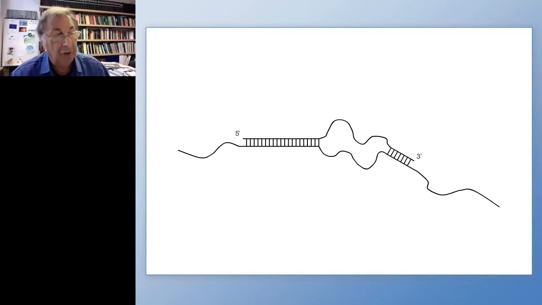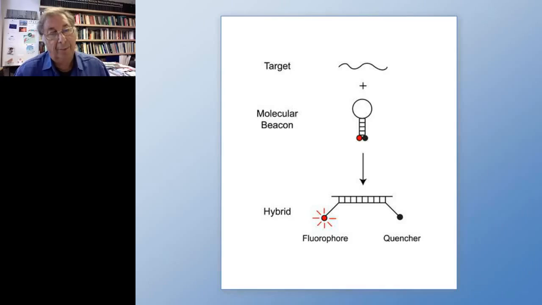But it turns out that multiplex assays can be performed with super-selective primers. And the way we do that is we use another invention in our lab called molecular beacons. Molecular beacons are little probes. The probe sequence is in the loop of that nucleic acid hairpin shown in the slide.